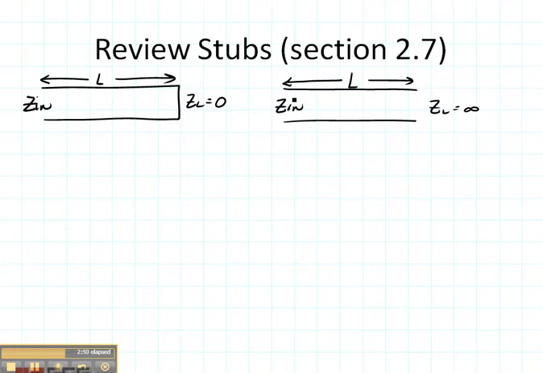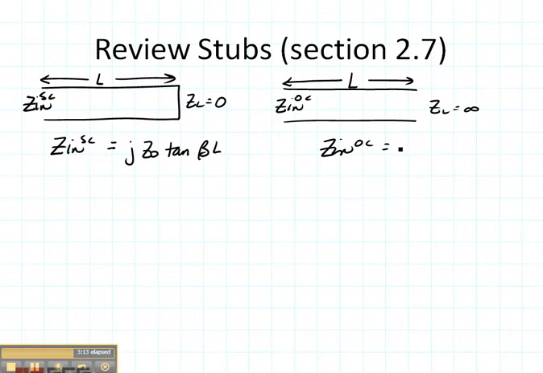If you refer to section 2.7 in your book, this is referred to as Zin of a short circuit, and this is Zin of an open circuit. So if you have a short circuit, Zin of a short circuit is equal to j Z naught tangent of beta L, and Zin of an open circuit is equal to minus j cotangent of beta L, and there's a Z naught in there.